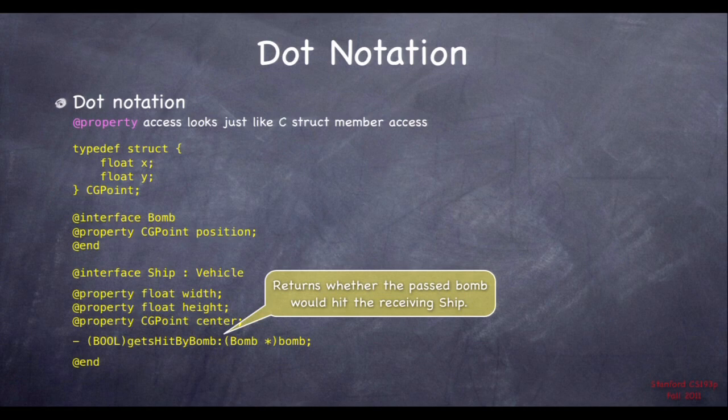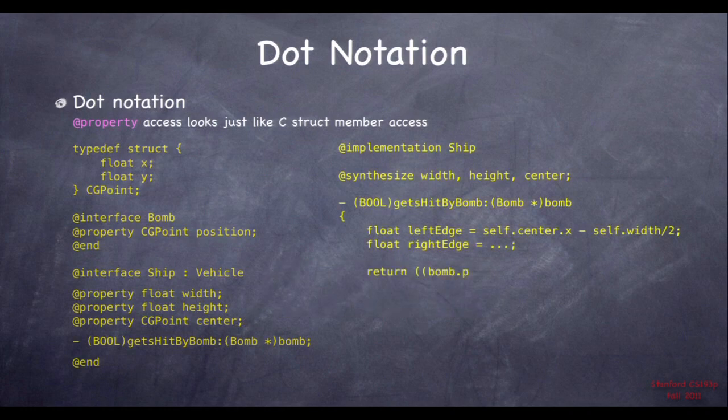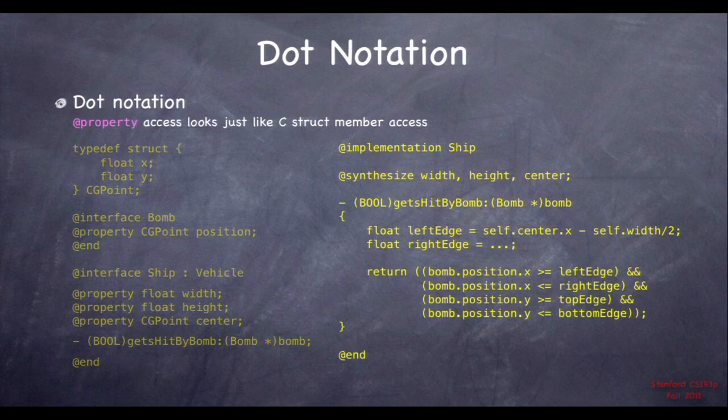I want to write a method, getsHitByBomb, which is sent to the ship. Say, if I drop this bomb on you, will you be destroyed? So it returns a BOOL as to whether it's going to be destroyed. What would that code look like? Here's a possible implementation, or a skeleton of it anyway. I calculate the left edge and the right edge. I'd have to calculate the top edge and the bottom edge too. Then I just return whether the bomb's position is between those edges.